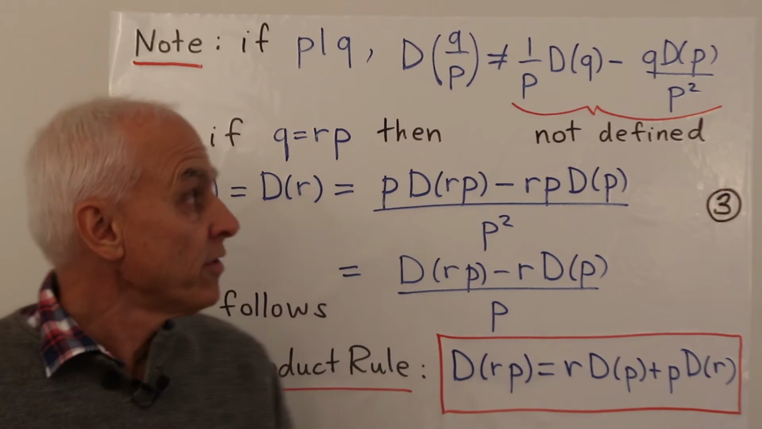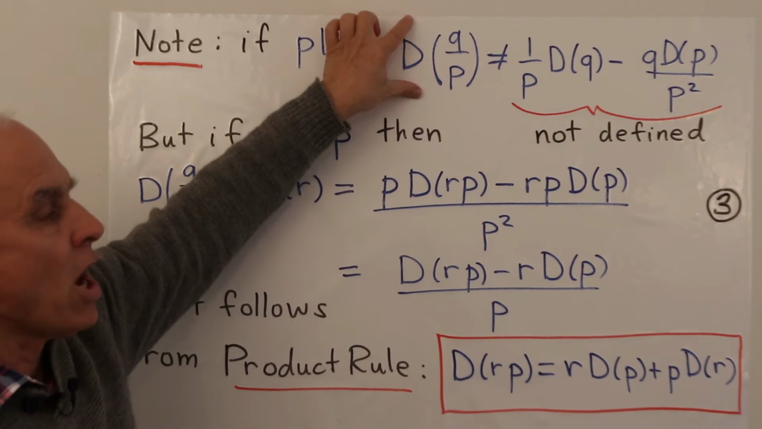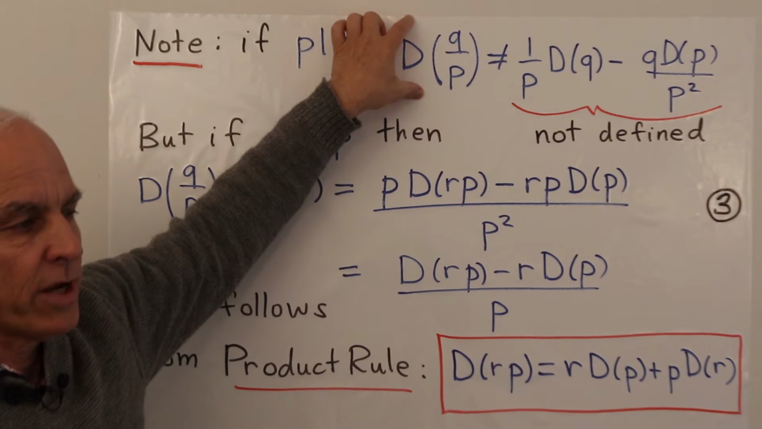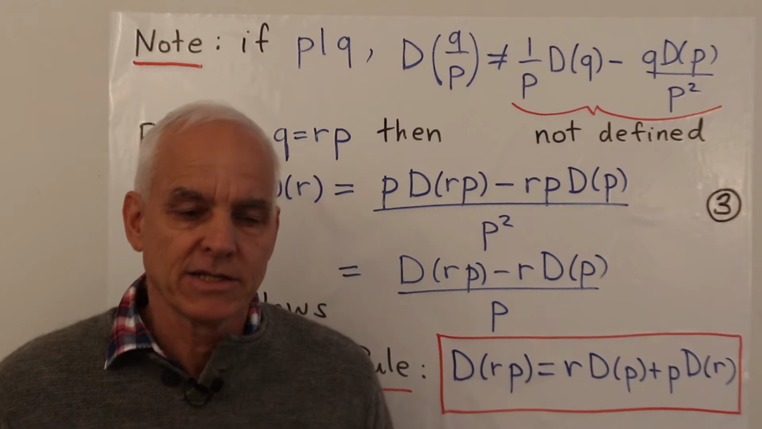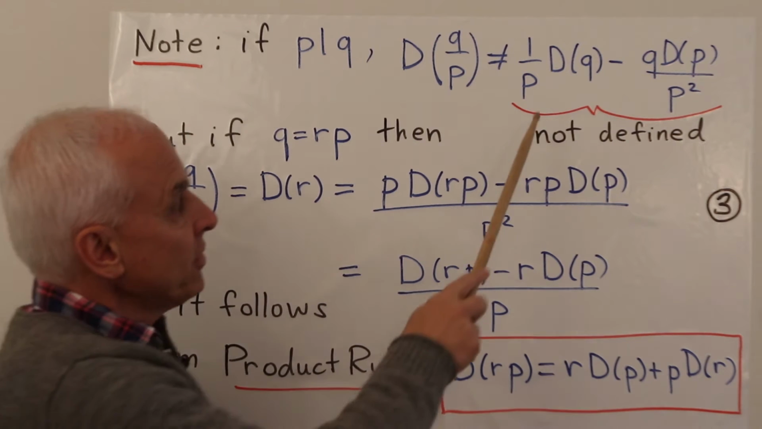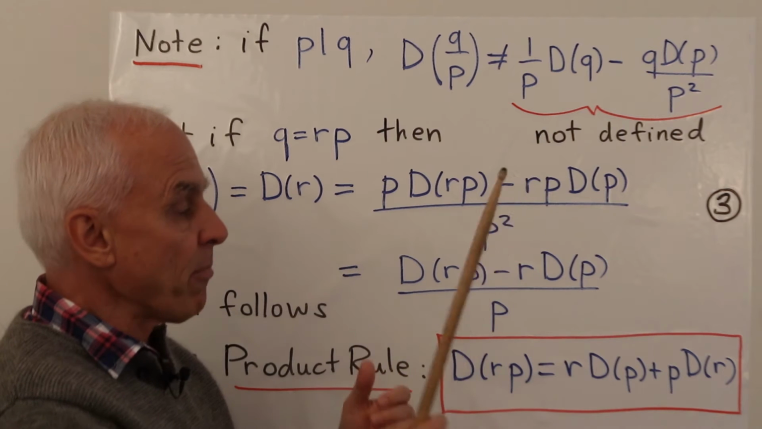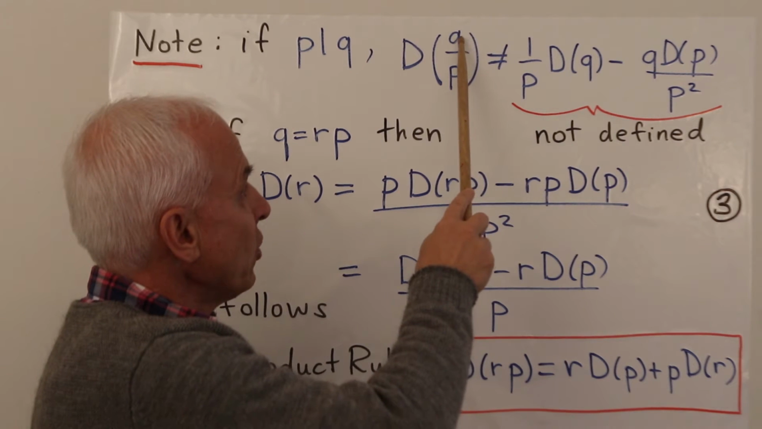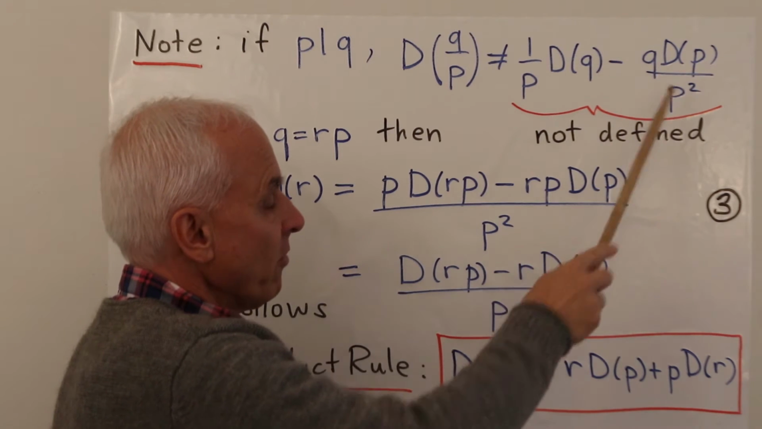Now I want you to note that we're assuming that p divides q, and that we are not writing the expression this way. This is an alternate form that is sometimes found in texts, but I want to steer away from it. The alternate form is when you take the two ingredients in the numerator and separate them. So d of q over p equals 1 over p dq minus q times dp over p squared.